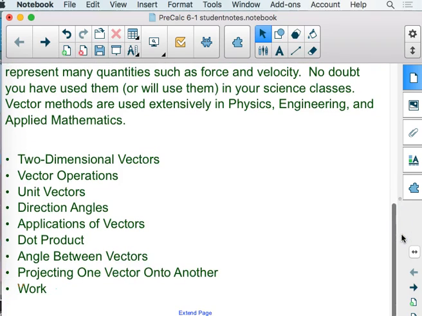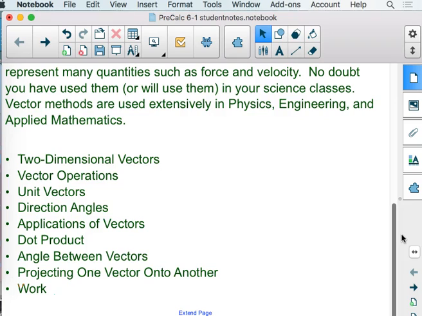Now, we're going to talk about two-dimensional vectors. So they have an x component and a y component. Vector operations, unit vectors, direction angles, applications of vectors. Direction angles is where we use a little bit of cosine, sine, tangent in there. So that'll be our little bit of trig. Dot product, that'll be brand new to you. Angle between, oh wait a minute though, some of you might have dealt with dot products and vectors in your science classes. So that might not be brand new to you. Angle between vectors, again, a little trig there to find the angle. We are actually not going to do projecting one vector onto another. We will not cover that.